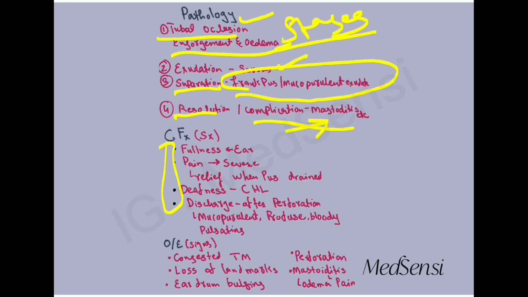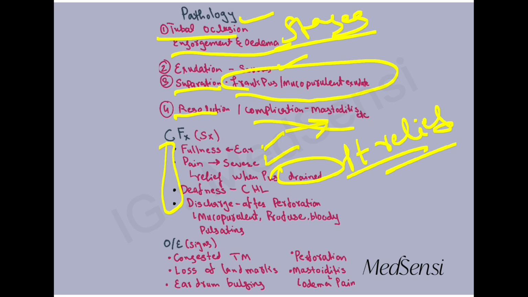Clinical features include fullness in the ear and severe pain, and the pain is usually relieved when the pus is drained, or after the discharge comes out of the ear. The patient will say that he feels relief after the discharge comes out of his ear. There will be deafness, which is conductive hearing loss, which can be assessed by PTA or tuning fork test. The discharge after perforation will be mucopurulent, profuse, bloody, and pulsating. Signs include a congested tympanic membrane, loss of landmarks, and eardrum bulging. There can be perforation and mastoiditis, which includes edema and pain.